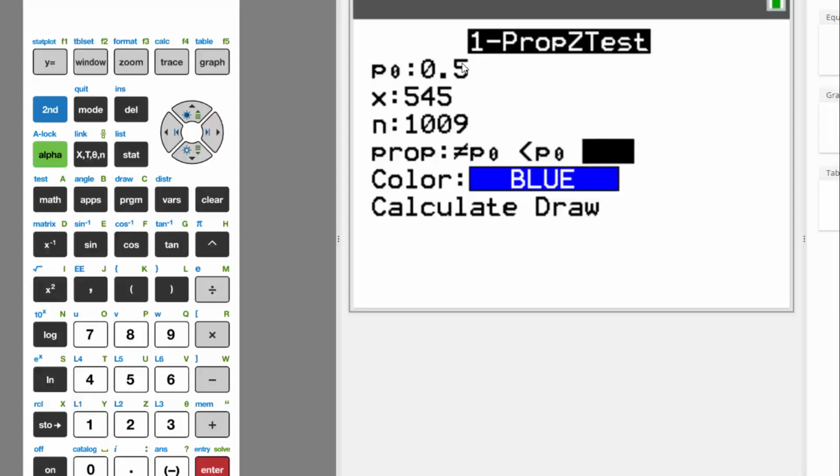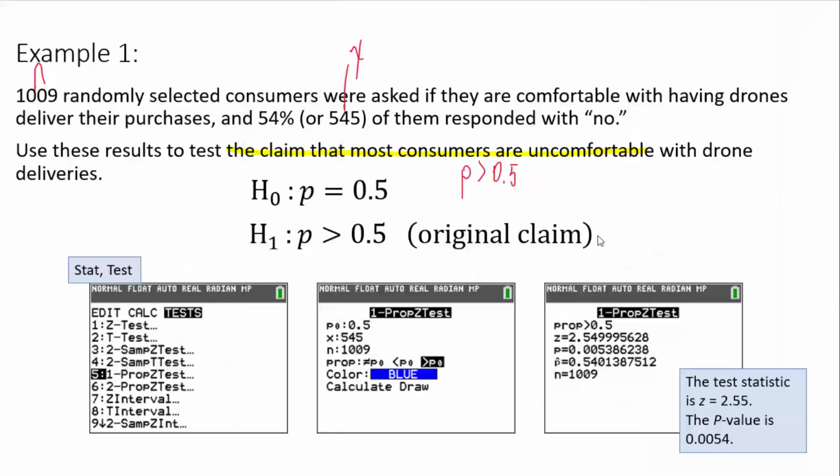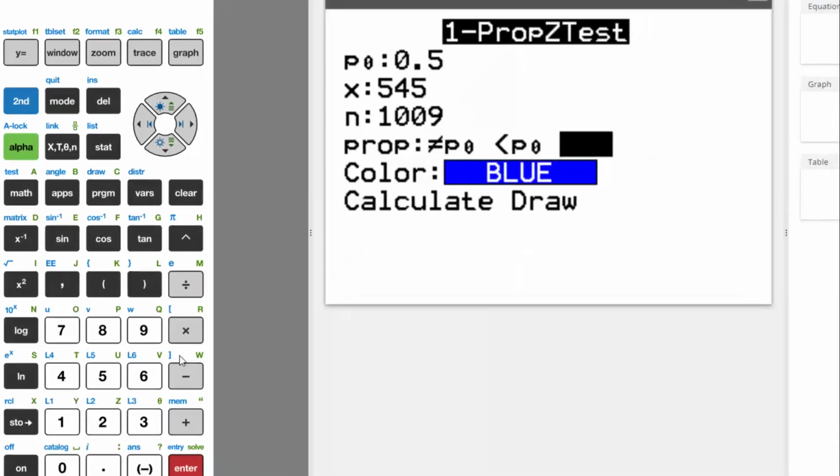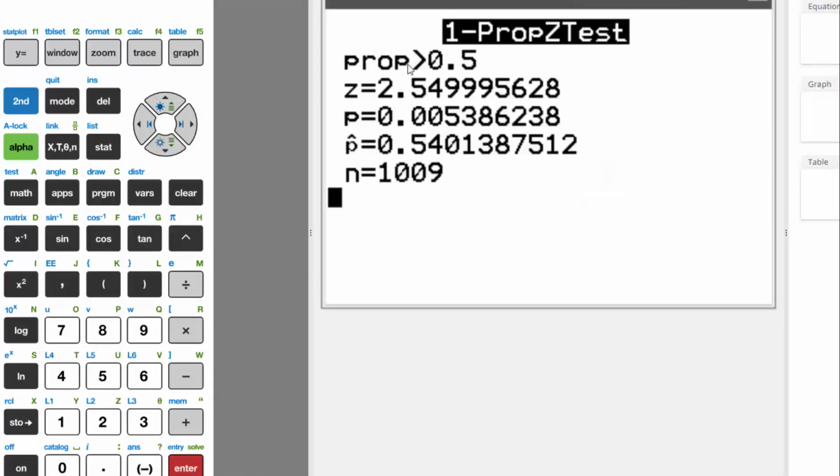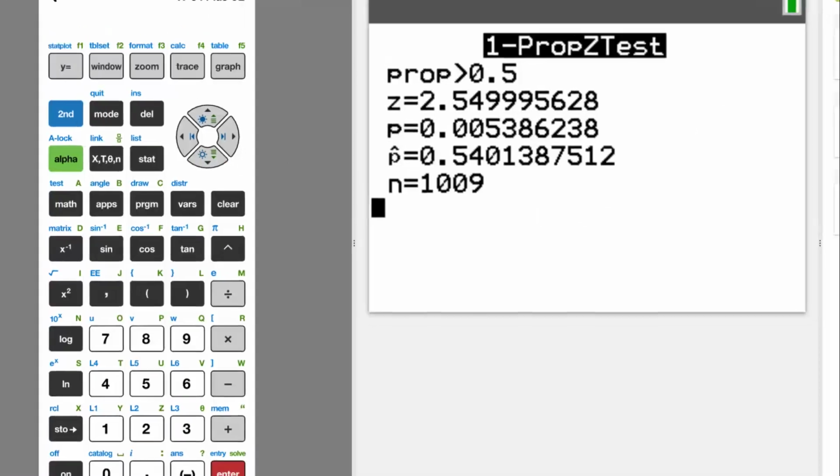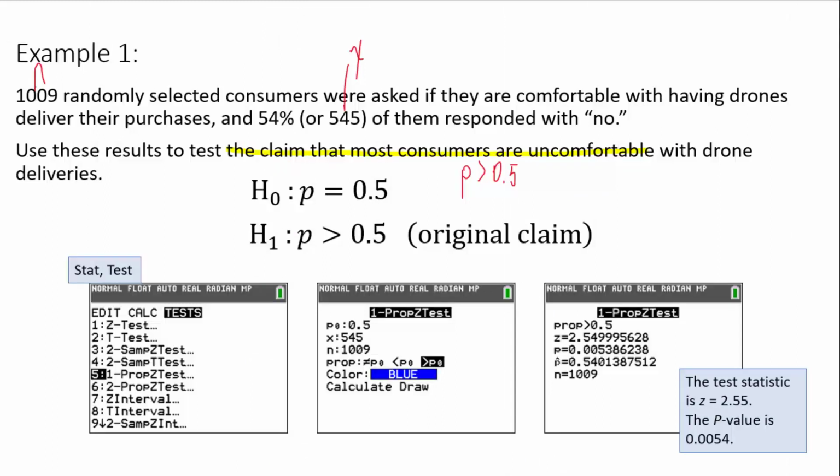So when I do that, this screen is now exactly like this second one. I'm going to go on down to calculate, and then we will have a resulting screen that shows up on the next thing. So if I go down to calculate and hit enter, this screen is what is in that third picture of your calculator result.